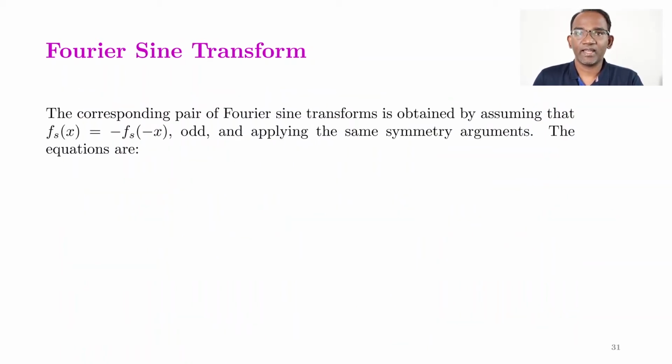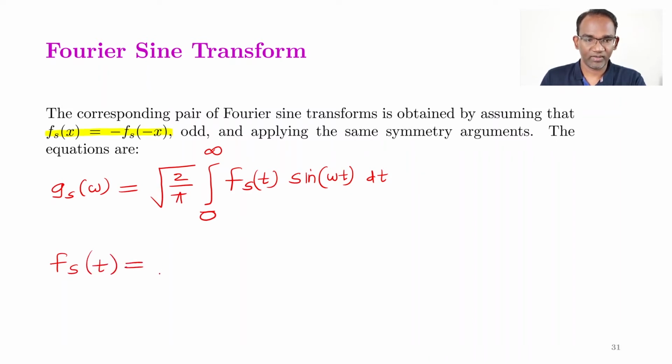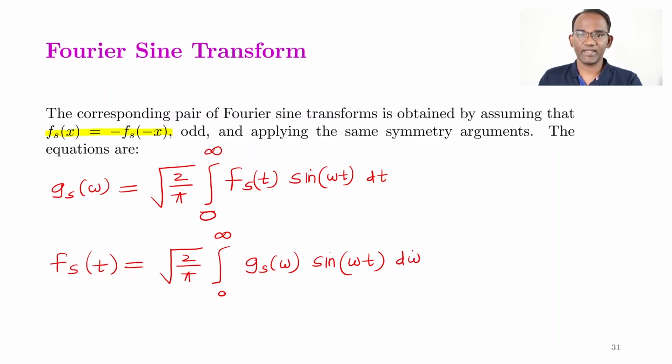Now we can formulate the Fourier sine transform. In that case, we consider an odd function defined as f_s(x) equal to negative of f_s(-x). Now the equations are g_s(omega) equal to square root of 2 over pi, integral 0 to infinity f_s(t) sine omega t dt, and the inverse transform is f_s(t) equal to square root of 2 divided by pi, integral 0 to infinity g_s(omega) sine omega t d omega. So this is the Fourier sine transform and the corresponding inverse transform.